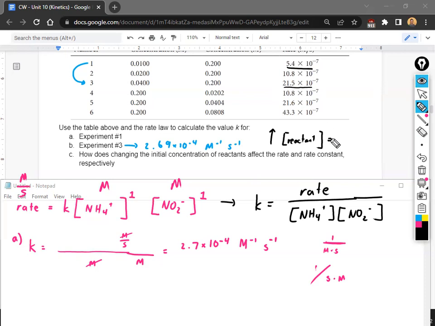21.5 is bigger than 5.4, and also based on what we learned before, if you increase the concentration, the rate is going to increase. However, if we look at the two K values, what happens to the K value as you increase the reactant concentration? It gets smaller. It's just a little bit smaller, but it still does decrease. So K will decrease. This is the relationship you should see between the two.